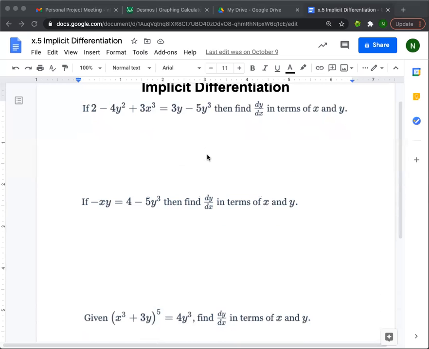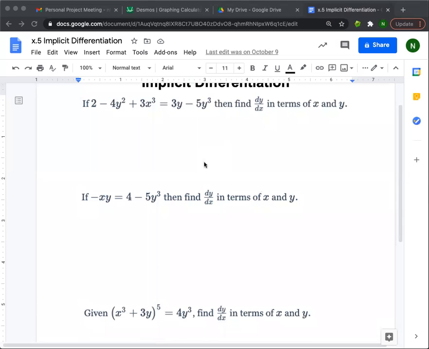Here we go. Give myself a little bit more room this time. Okay, so the first side, I have negative xy. Now I still have to use product rule because those are being multiplied. So I have negative x times the derivative of y, which is dy/dx, plus y times the derivative of x, which is just negative 1. And that's going to be equal to, the 4 goes away, but then I have negative 15y squared, but at the end, I can't forget my dy/dx.